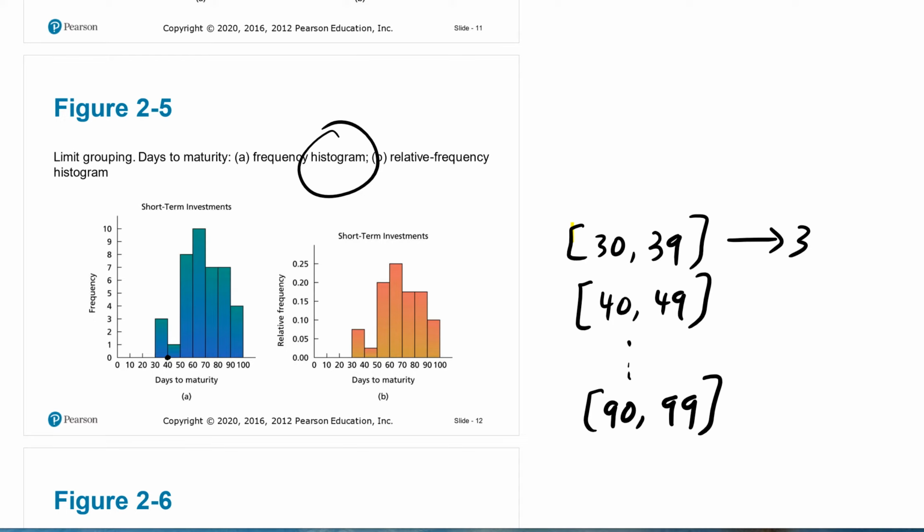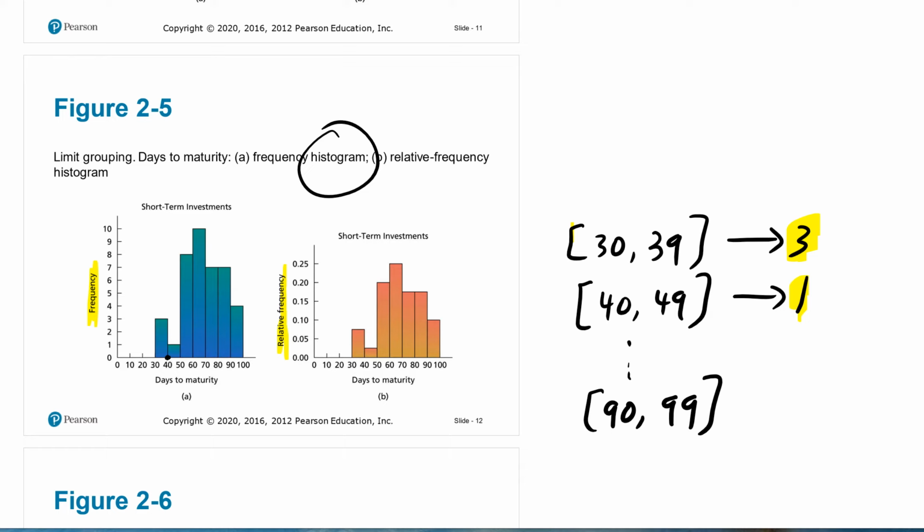From 40 to 49, I believe it was 1. So the height of the bar tells you the frequency, how often this happened, how often this occurred. So that's the frequency we have. And we do it the same way for relative frequency. The only difference is just the vertical bars are different. And then, as I said, everyone might look at it slightly different, but at the end, the shape will look the same. The shape must look exactly the same way.